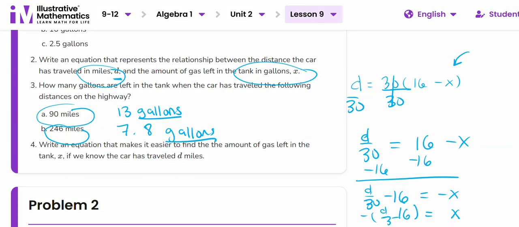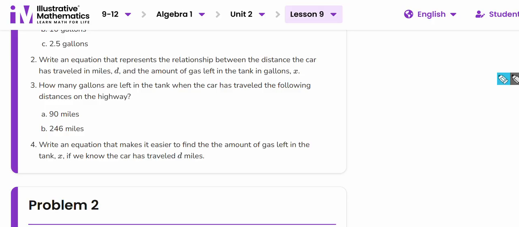So we were talking about this function, and we had said if we have miles d, this is going to equal 30 times (16 minus x), where x represents the amount of gas that's left in the car. We want to write an equation that makes it easier to find the amount of gas left in the tank, x, if we know the car has traveled d miles.